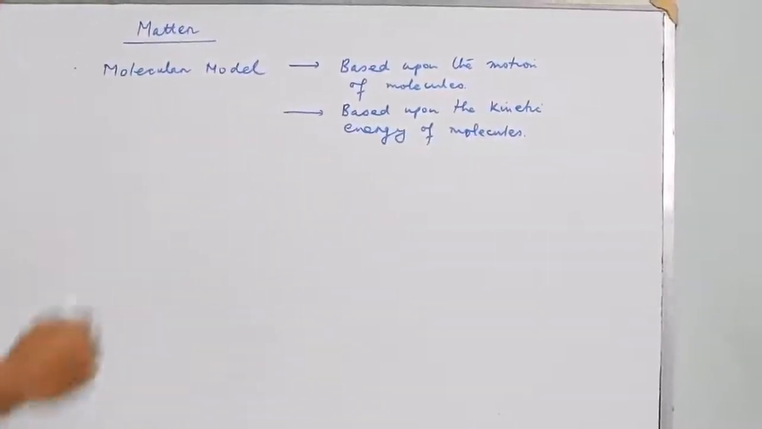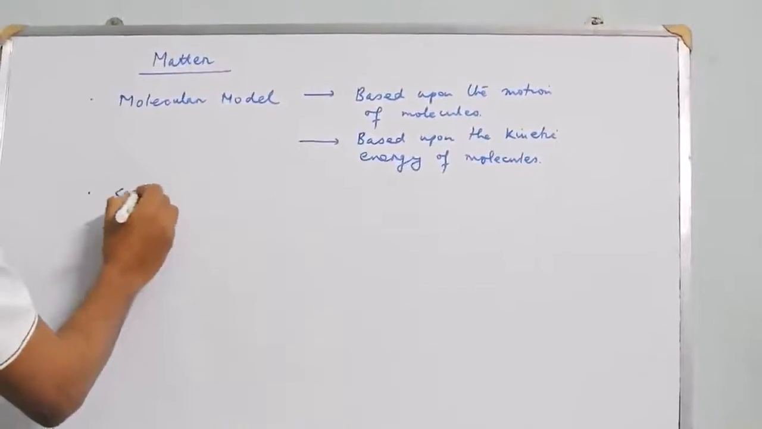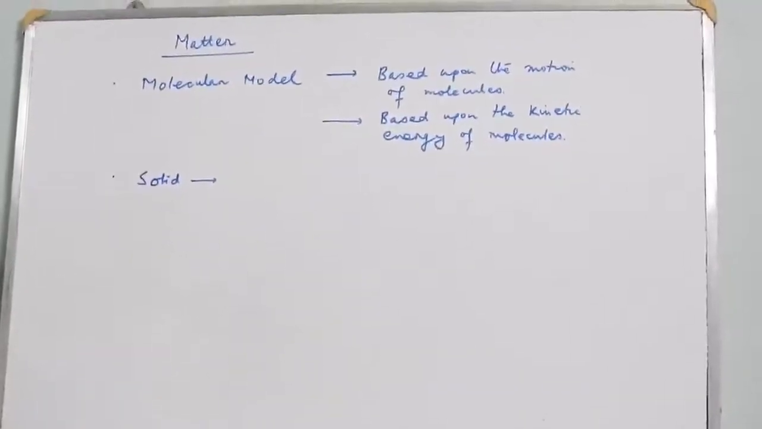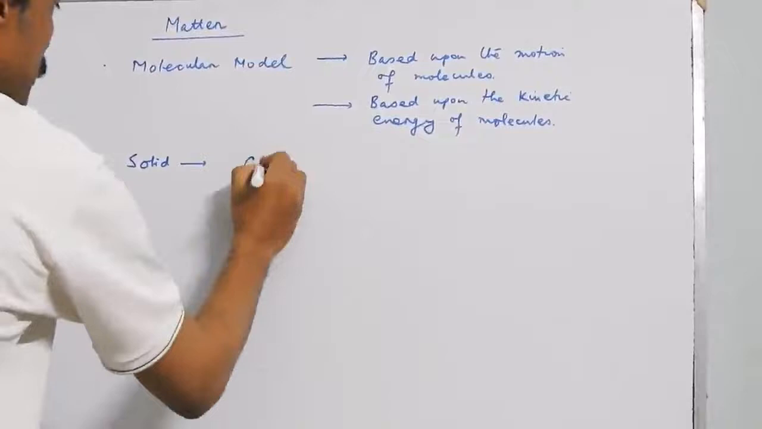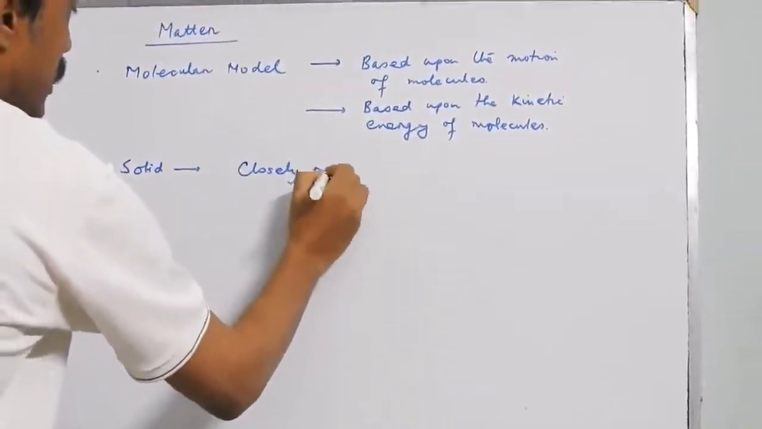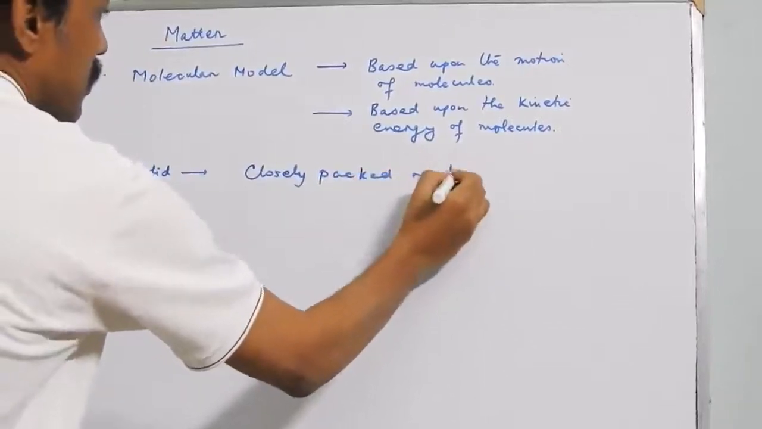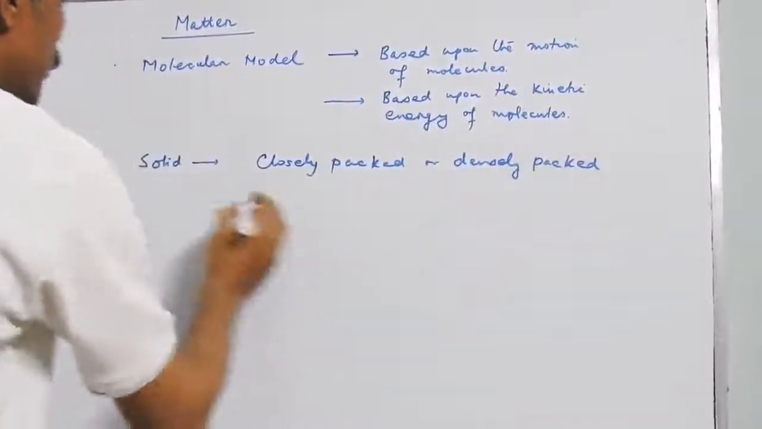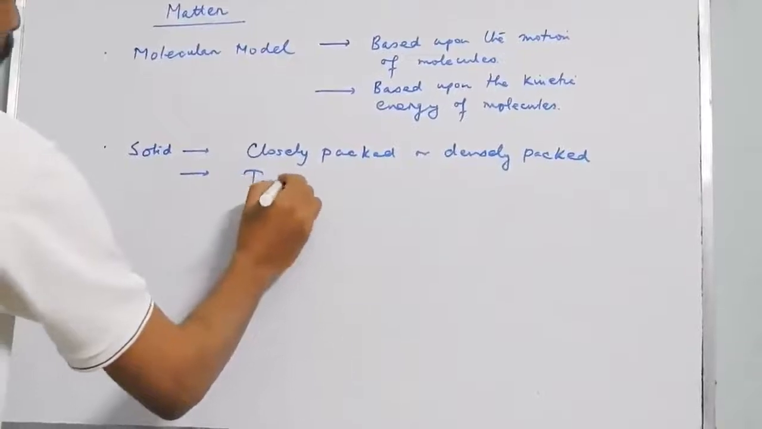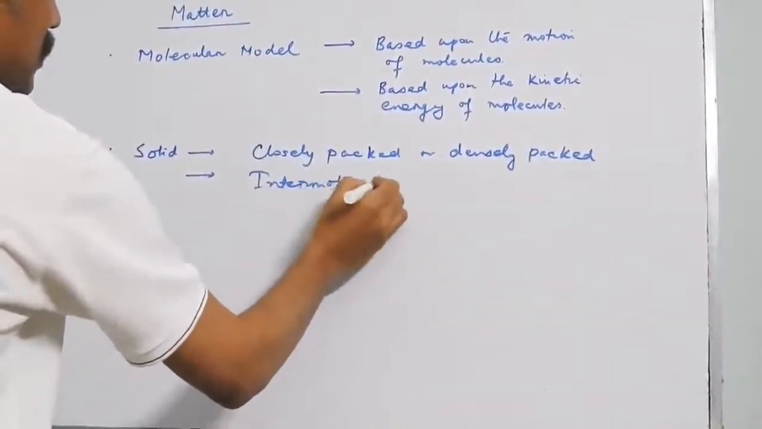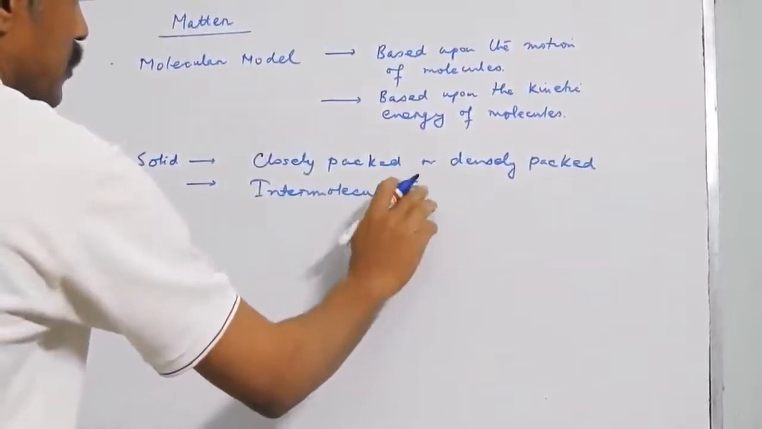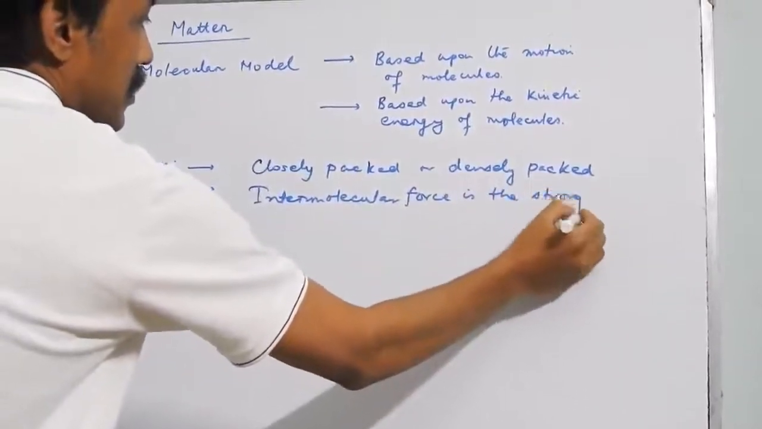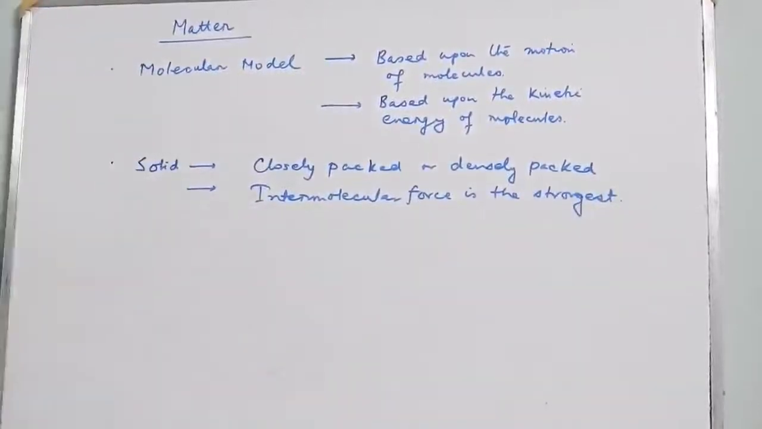So if we consider a solid, according to this molecular model, the particles or molecules of the solid are very closely packed, or densely packed. They are quite close to each other, and so the intermolecular force is the strongest. Intermolecular force is the strongest among the three states of matter, that is solid, liquid and gases.